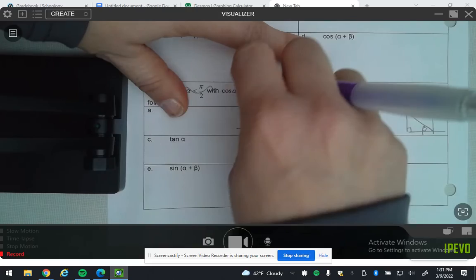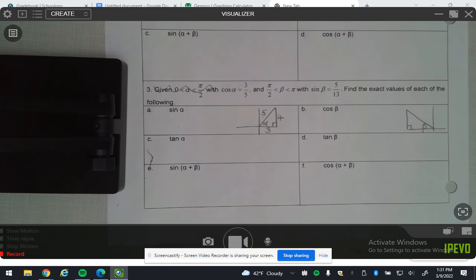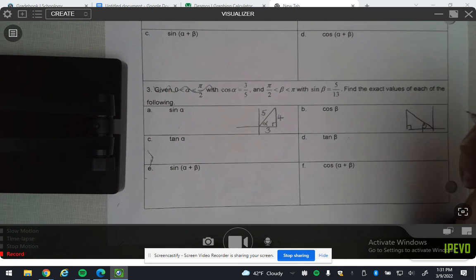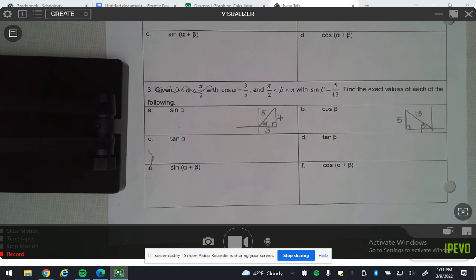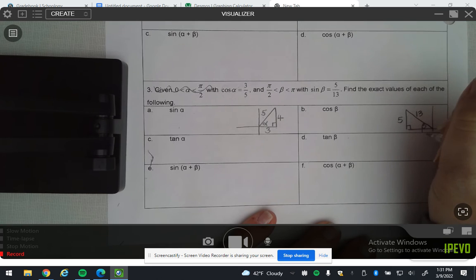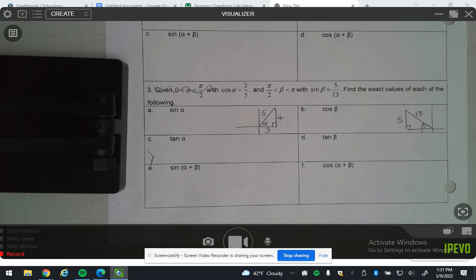I know sine is 5 over 13. Sine by definition is opposite over hypotenuse. Does anybody know this perfect one? This is 5, 12, 13. Is this 12 right here positive or negative? Negative, because it's on the negative x-axis.